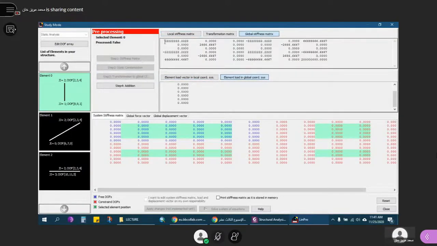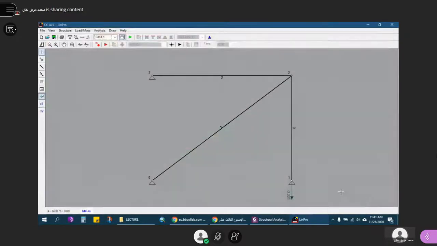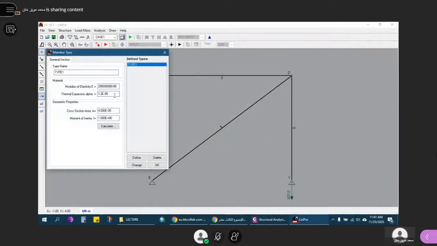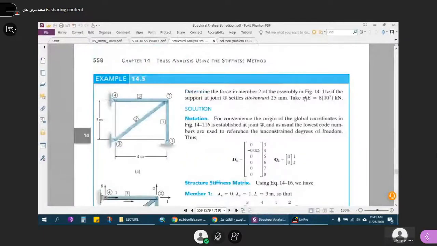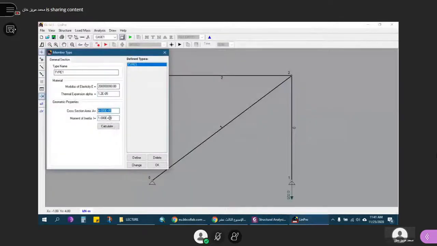So why are these values so big? Because of the AE value adopted by the system. As you can see here, the value of A is taken as 4 into 10 power minus 5 meters square, and E is this one. But here he asked us A is 8,000 kilonewton. So by keeping the value of E as 200 GPa, you can get the value of A and substitute that in this value. You will get approximately the same.